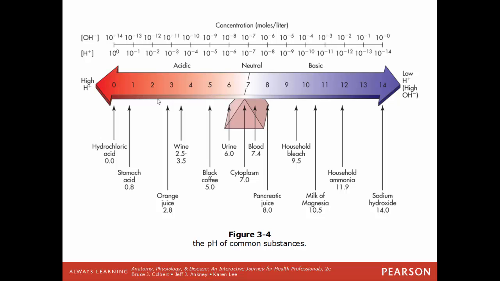And as you get closer toward the neutral point, you get weaker and weaker. So hydrochloric acid would be a strong acid. Wine is a little bit weaker. Black coffee is a little bit weaker. Urine is a fairly weak acid.